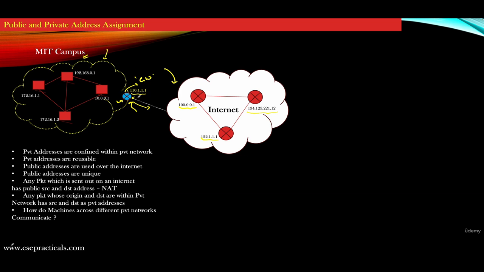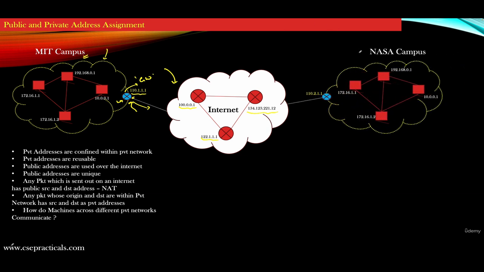Similarly, there are hundreds of thousands of private networks all over the world. I have taken another example, the private network owned by the NASA organization. It may contain hundreds of thousands of machines, switches, routers, and other networking devices which combine together to build up the private network of NASA. NASA also has a gateway router which has been assigned a public IP address, whereas the rest of the machines in the private network of the NASA campus have been assigned private IP addresses.